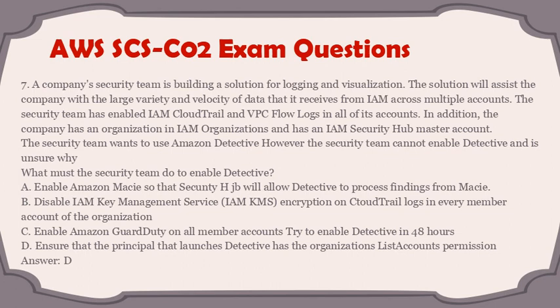A. Enable Amazon Macie so that Security Hub will allow Detective to process findings from Macie. B. Disable AWS Key Management Service, AWS KMS, encryption on CloudTrail logs in every member account of the organization. C. Enable Amazon GuardDuty on all member accounts. Try to enable Detective in 48 hours. D. Ensure that the principal that launches Detective has the organization's ListAccounts permission. Answer: D.